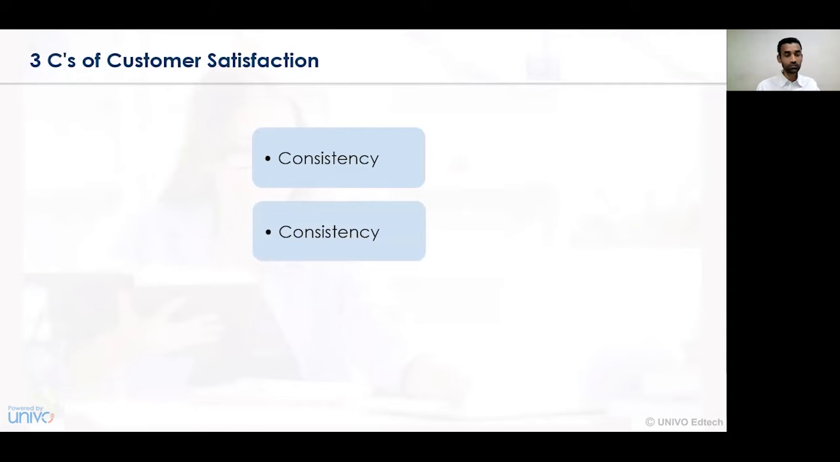Now let us understand the three C's of customer satisfaction. The first C of customer satisfaction is consistency. The second C of customer satisfaction is consistency. And again, the third C of customer satisfaction is consistency. So the first consistency stands for the product. The second consistency stands for the company. And the third consistency stands for the customer.